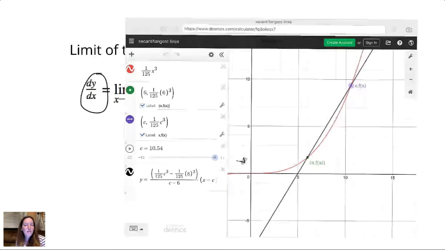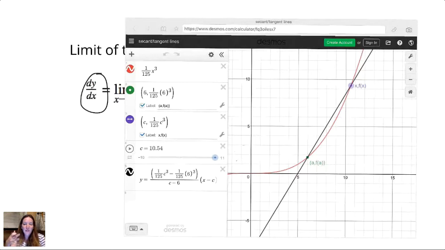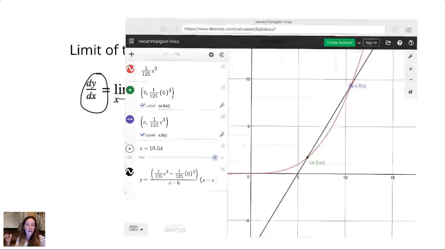All right, so one of my points is a, f of a, right? And another point is x, f of x. So basically, I've just defined 2 points. One of them is defined at an a value. This point actually looks like 6, 2, but it can be any point that I want it to be. And the other point is just another point, x, f of x. So we have two different points going on here.